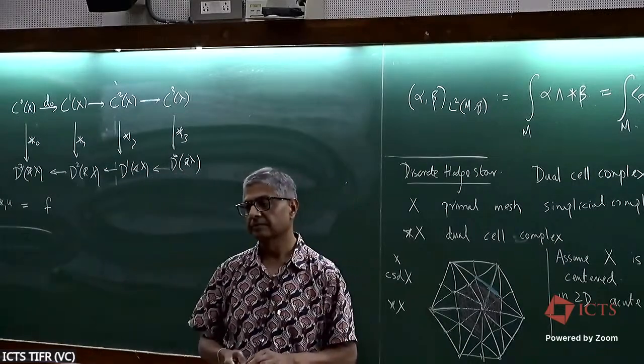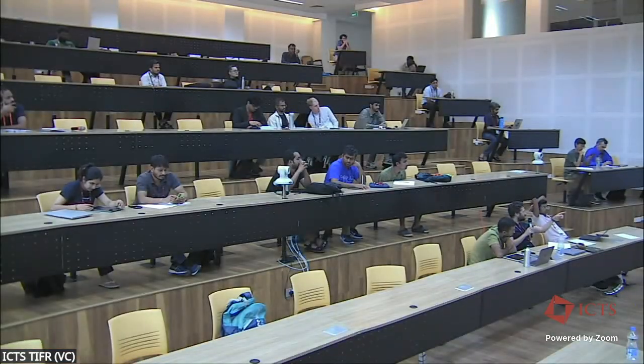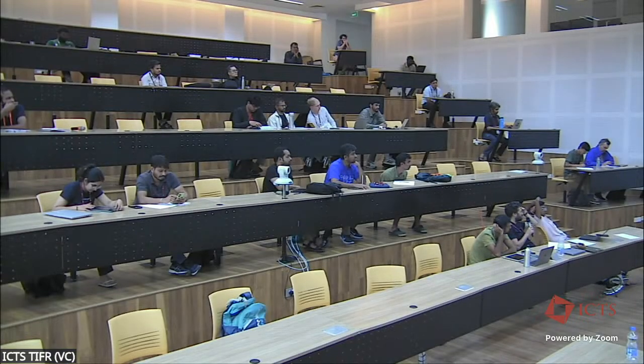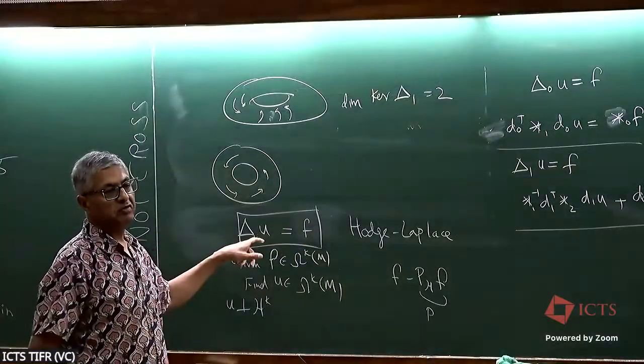I had a question. On the equation here, why can't we have a harmonic part in F? If you had a harmonic part in F, that would be killed by the Laplacian, so you'd never be able to find a U.